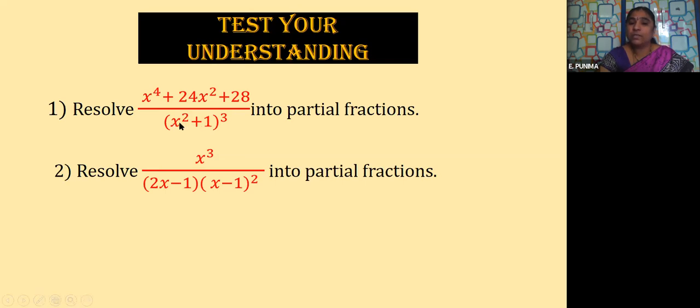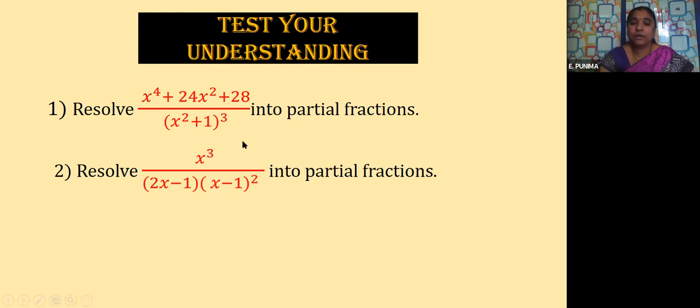And in the denominator, what do we have here? It is an irreducible quadratic factor, which is repeated. When you have a repeated quadratic factor, you know the rule number 4. So using rule number 4, this has to be solved. So try this sum, children. And what is the next one? X cube by 2x minus 1 into x minus 1 whole square into partial fractions.